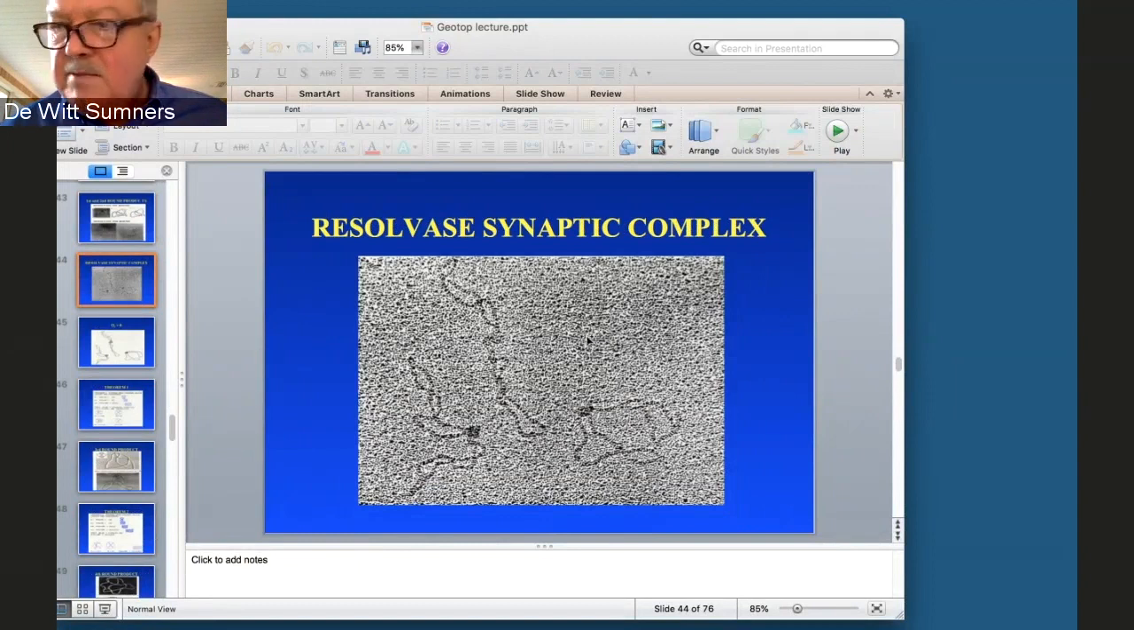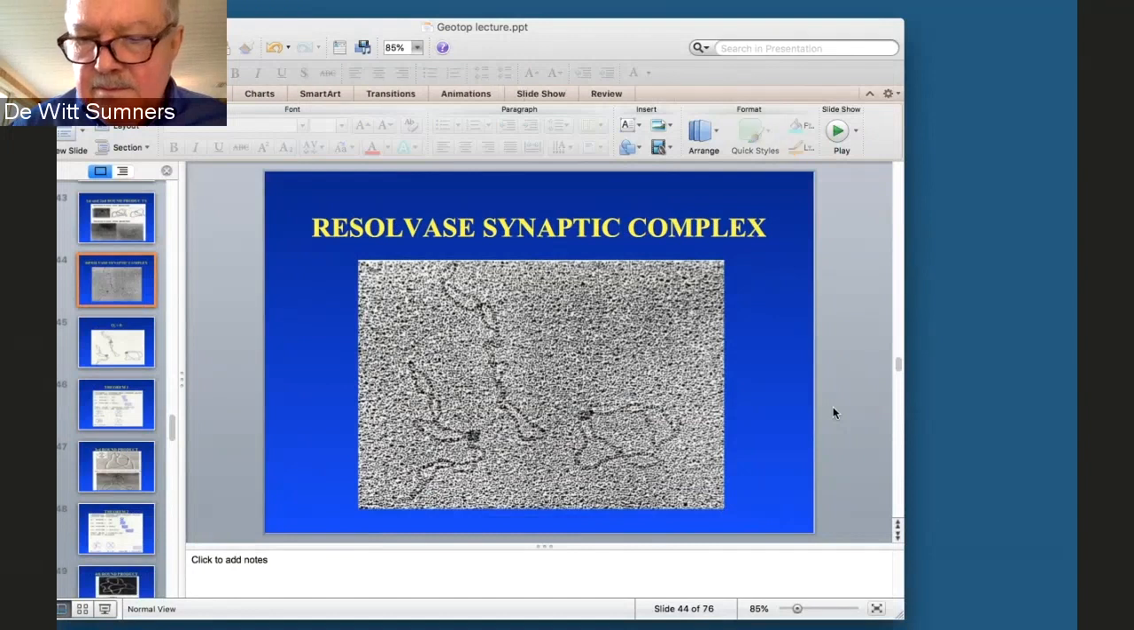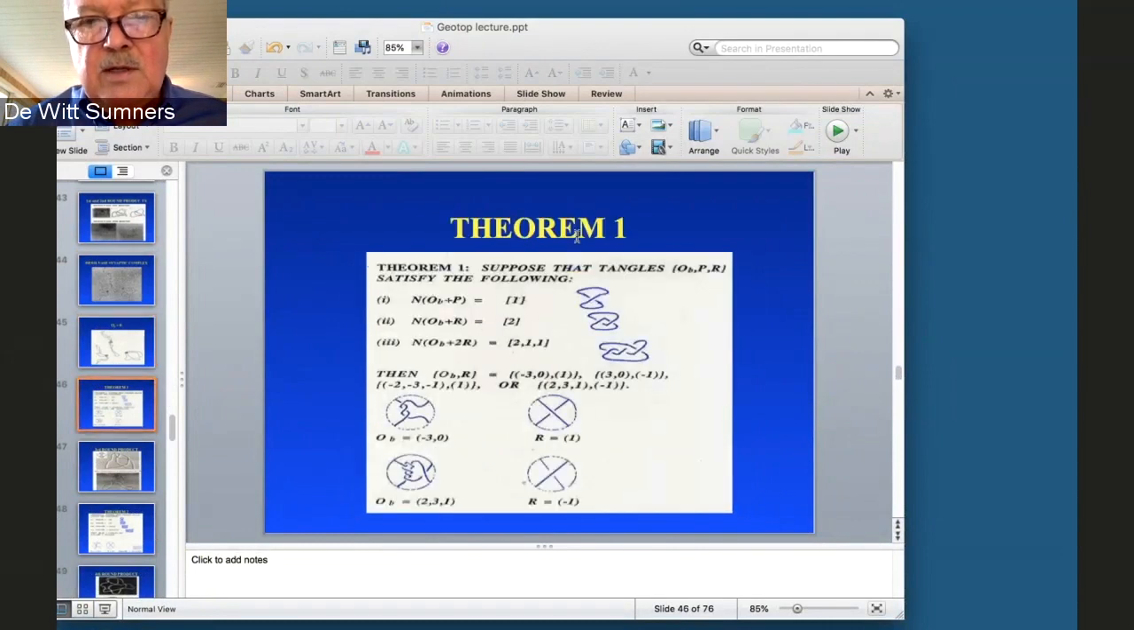So here's the resolvase synaptic complex. So here's the resolvase protein. And the outside structure here is trivial in all these pictures. So there's no interwinding between this strand and this one. So the outside free tangle is 0 from this picture. So that's what this says. So there's no interwinding between these strands. So you conclude here that one of the unknowns, you can solve it by looking at the electron micrograph directly.